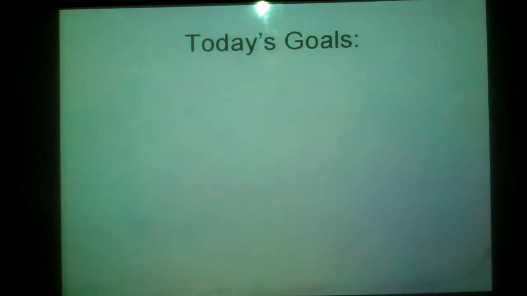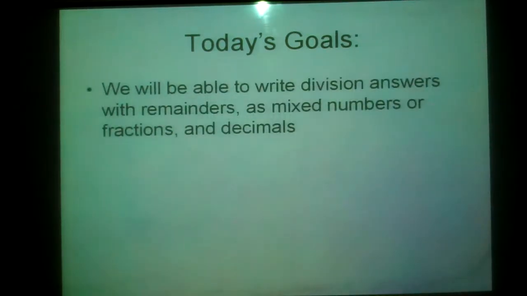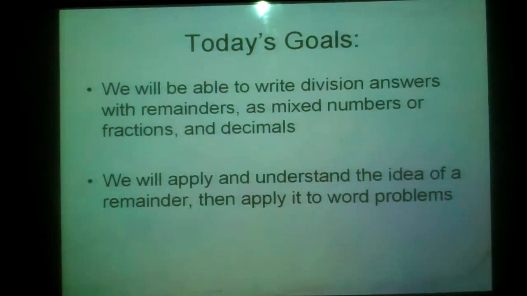Alright, so here are our main goals for today. We've got two of them. We will be able to write division answers with remainders as mixed numbers or fractions and as decimals. And we will also apply and understand the idea of a remainder and then apply that to word problems.